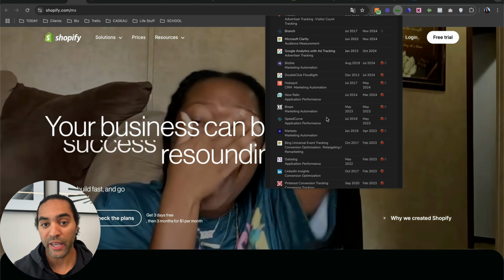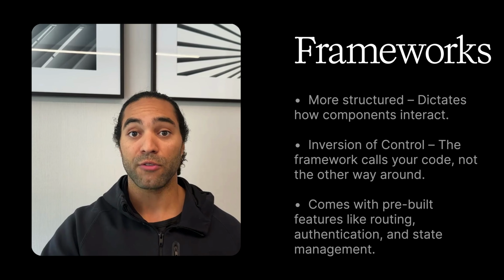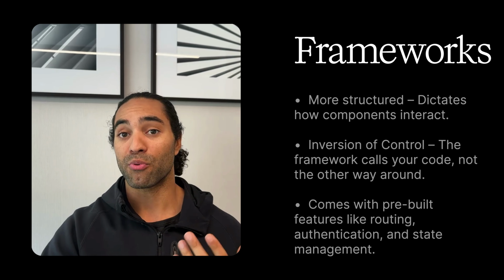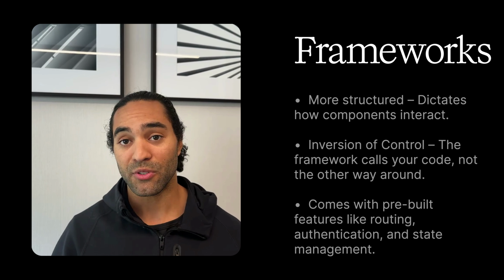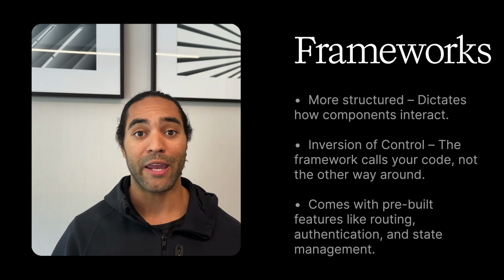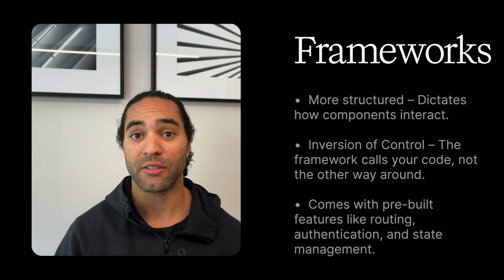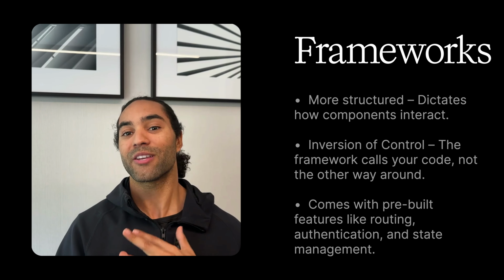The first thing we look at is the framework. And so now, what is a framework? A framework is a complete structure for building an application. It provides built-in tools, enforces rules, and controls the app's flow. And so the main features of frameworks are that they're more structured, they have inversion of control, and they come with pre-built features. And so examples of JavaScript frameworks are AngularJS, Vue.js, Next.js, and Express.js.